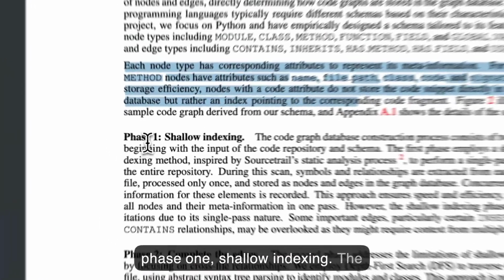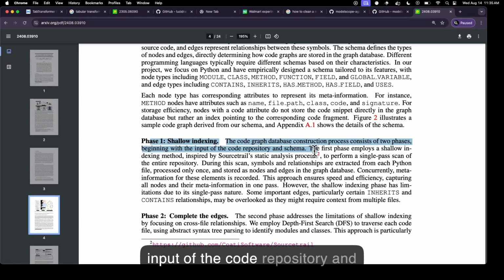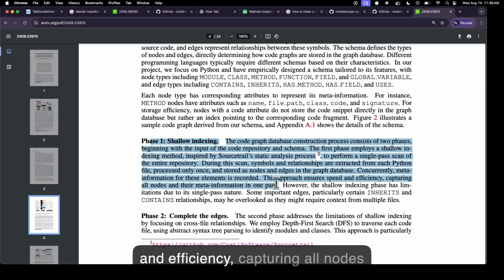So phase 1, shallow indexing. The code database construction consists of two phases, beginning with the input of the code repository and schema. The first phase employs a shallow indexing method inspired by Sourcetrail's static analysis process to perform a single pass of the entire repository. During the scan, symbols and relationships are extracted from each Python file, processed only once, and stored as nodes and edges in the graph database. Concurrently, meta information for these elements is stored. This process ensures speed and efficiency, capturing all nodes and their meta information in one pass.